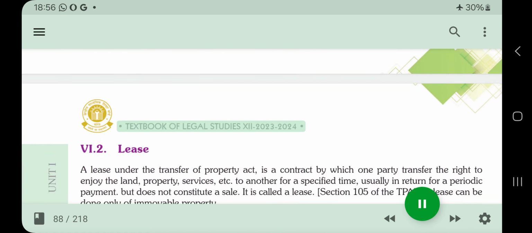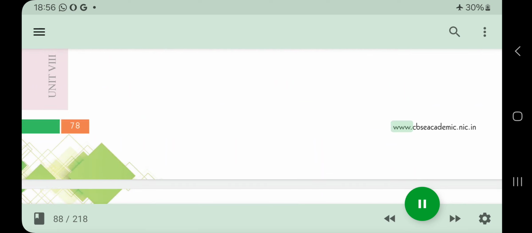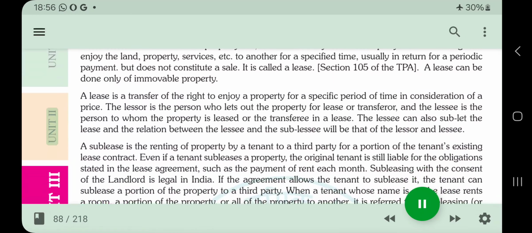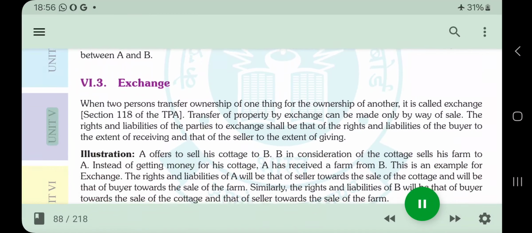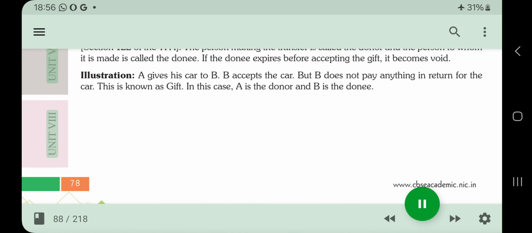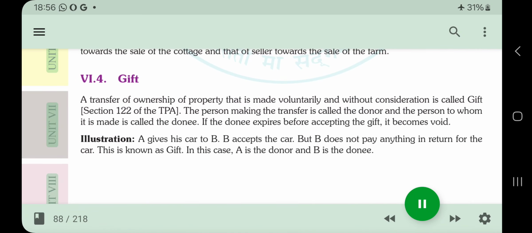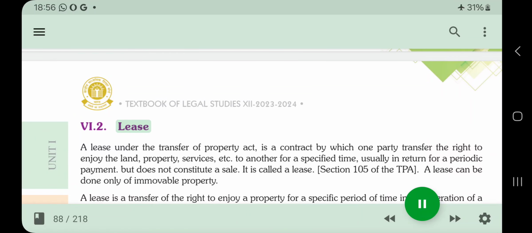Textbook of Legal Studies 12-2023-2024. www.CBCacademic.NIC.in Unit I. Unit 2. Unit III. Unit IV. Unit V. Unit 7. Unit 8.